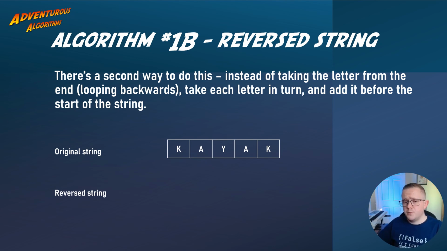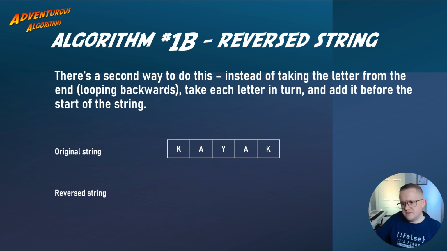So rather than looping backwards, and you might find that this is an easier one for you to get your head around, it doesn't really matter which one you use, because there's not going to be any great computational advantage of one over the other. Instead of taking a letter from the end and looping backwards, going right to left, this is going to go more normally, left to right, but I'm going to take one letter at a time and stick it before the reversed string.